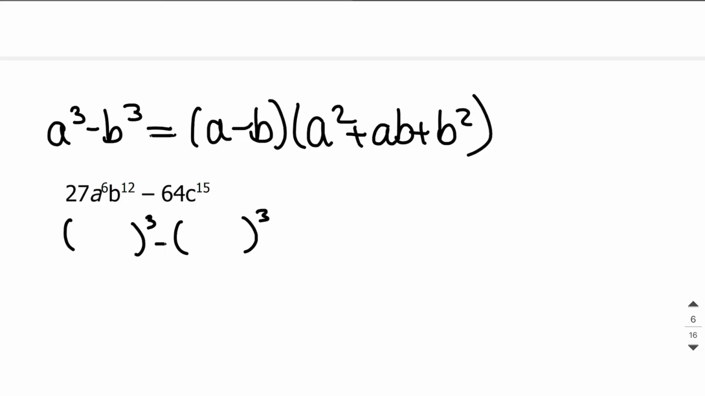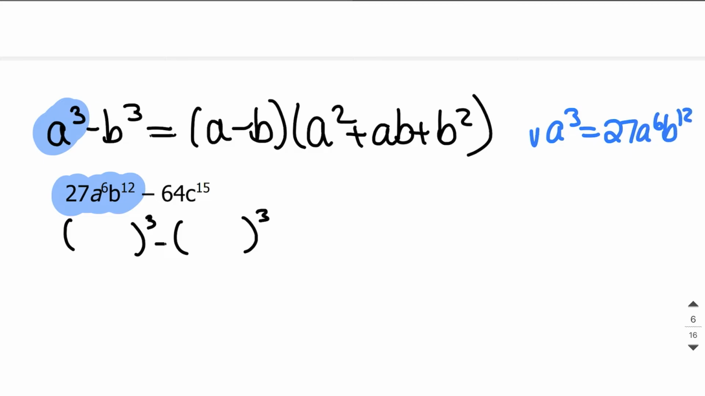And me showing this workout on the side is just to help you see it, to help you understand what we're doing. You don't have to show the actual cube rooting if you can just figure out what it is. So here I know that a cubed is going to have to be equal to 27a to the power of 6b to the power of 12. So I'm going to take the cube root of everybody inside of here.